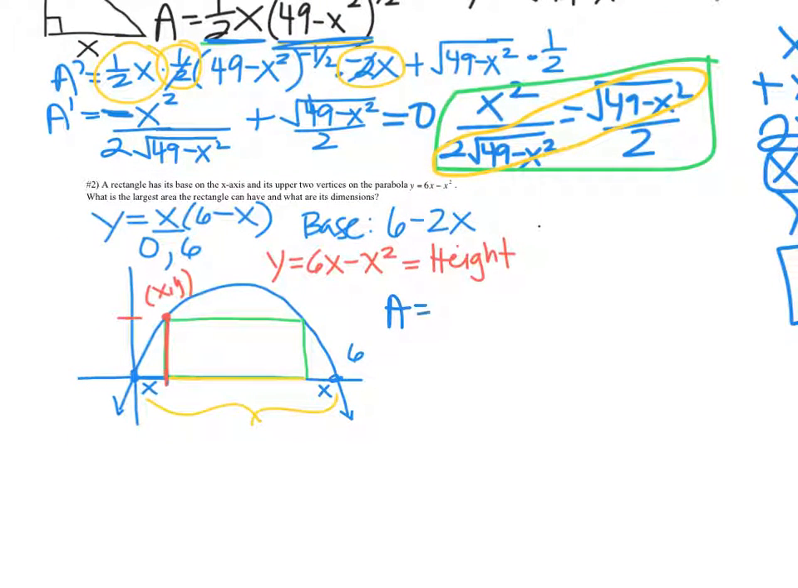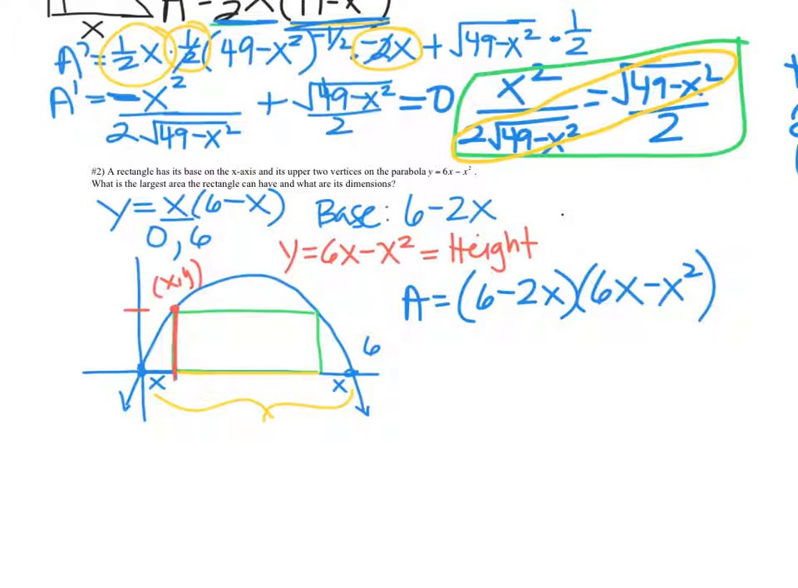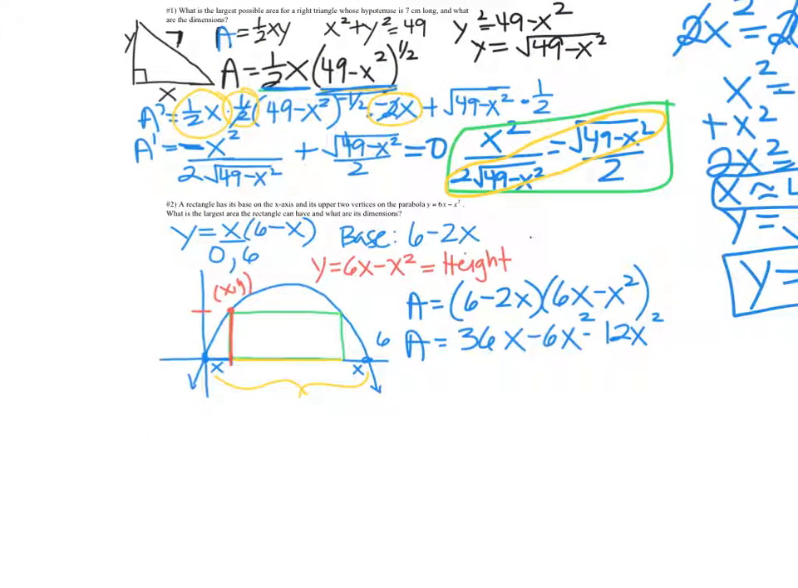So the area of a rectangle is the base times the height, or length times width, whatever you want to call it. And now we need to take the derivative to maximize that. Well, you could do product rule, but let's go ahead and FOIL it out and then take the derivative after we FOIL our binomials. All right, so we get 6 times 6x is 36x. Outside is negative 6x squared. Inside is negative 12x squared. And then my last term is positive 2x cubed.